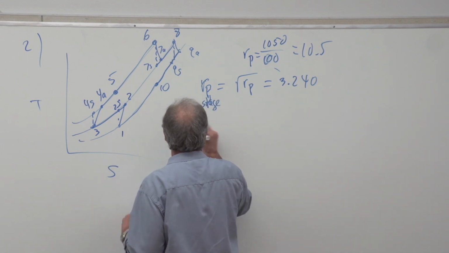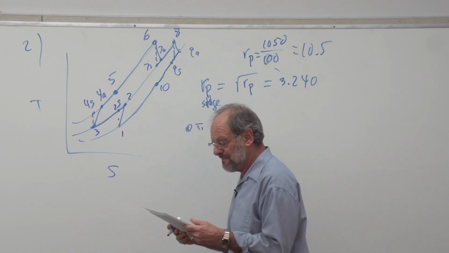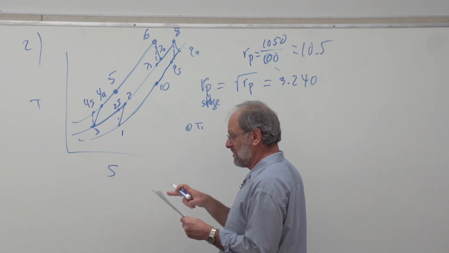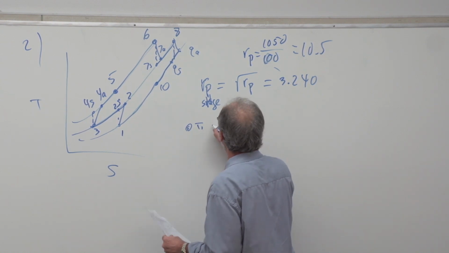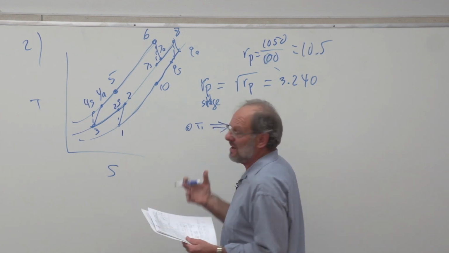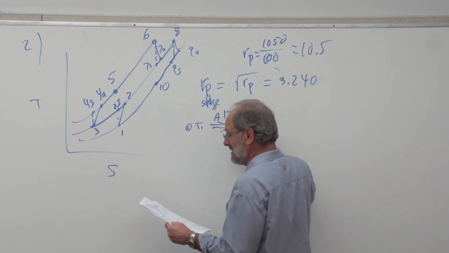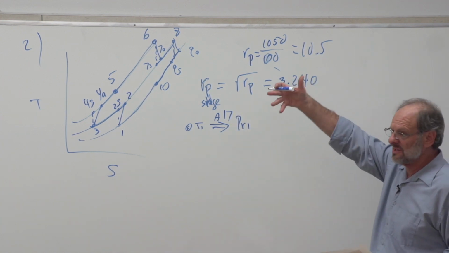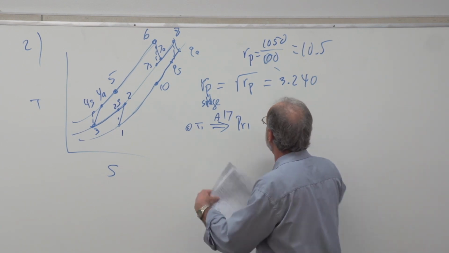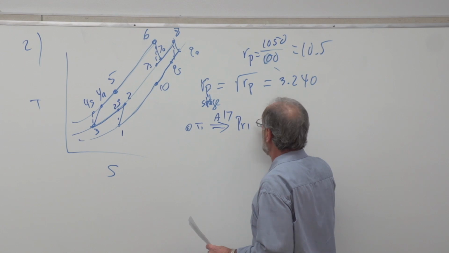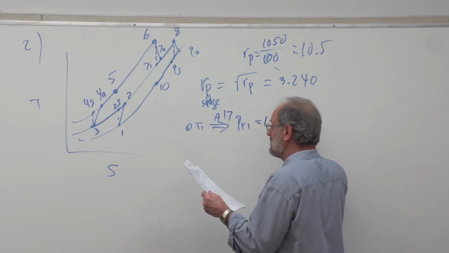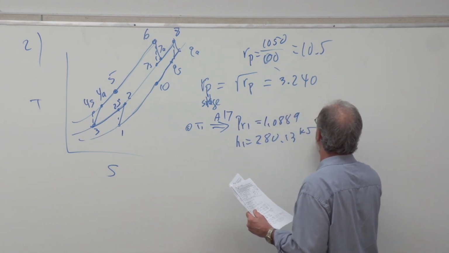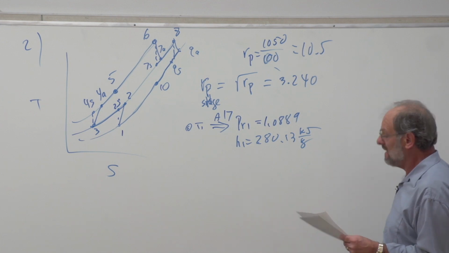Now we can begin. So we're given the minimum temperature, and that's T1 of 280 degrees Kelvin, I guess, right? So at T1, we're going to go into, well, air tables, right? So into table A17. And here we need to use relative pressures because it's pressure data that we're given along with our temperature data. So the relative pressure is used, and we find that the relative pressure is 1.0889, and the enthalpy is 280.13 kilojoules per kilogram. Okay.